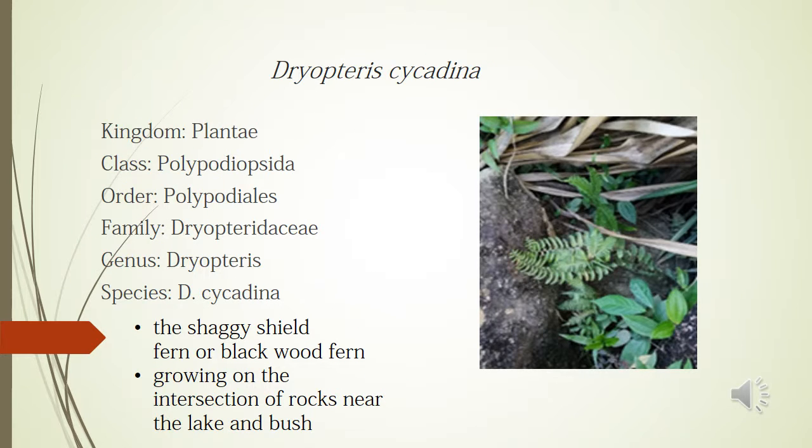The last plant that we found is Bryopteris cycadina. The kingdom is Plantae. The shaggy shield fern or blackwood fern. It grows at the intersection of the rocks near the lake and bush.